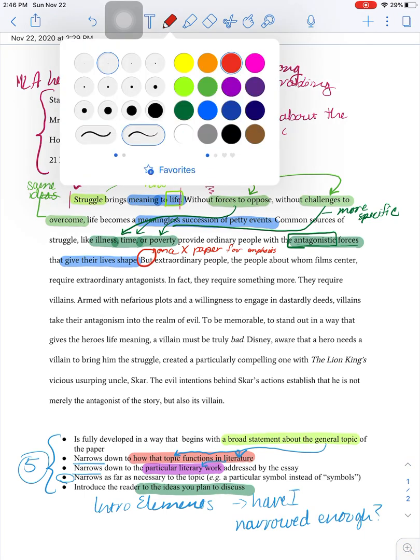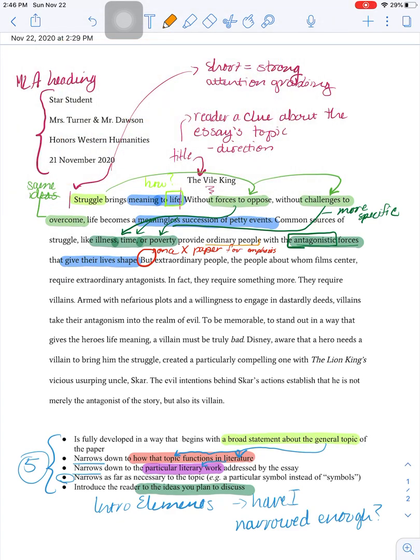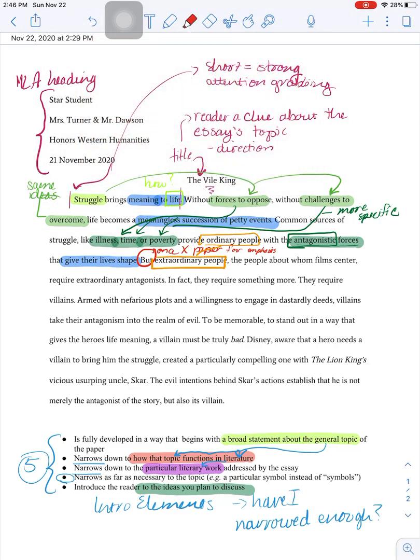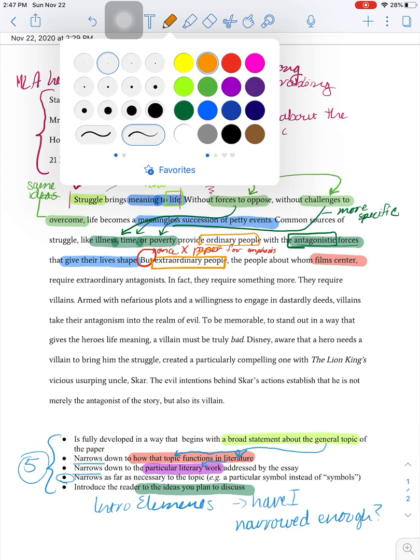Okay, so in the previous sentence, I've used the phrase ordinary people, life in general. We're going to get into more specifics. Extraordinary people. And where do we meet those extraordinary people? We meet those extraordinary people in literature, whether we are talking about films or books or television shows. Those extraordinary people for this particular essay is how we get down to literature. So if you were writing about the play, you might say extraordinary people, the people about whom plays center, but here we're going into literature in general. So that's what I'm going to put over here in the side. Okay.